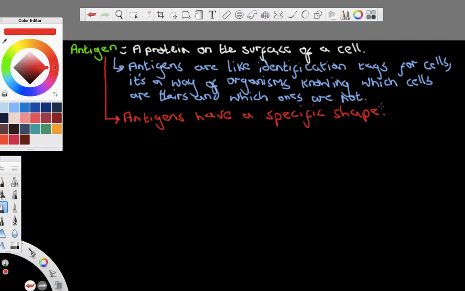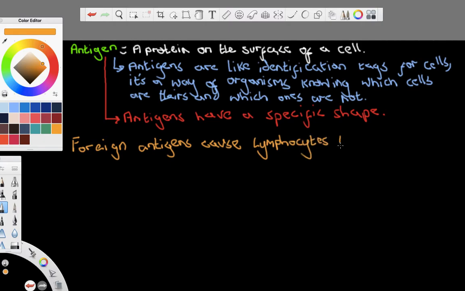So we can say that foreign antigens, foreign being a term that we use to describe cells that shouldn't be in the organism, cause lymphocytes to make antibodies. Foreign antigens cause lymphocytes to make antibodies.